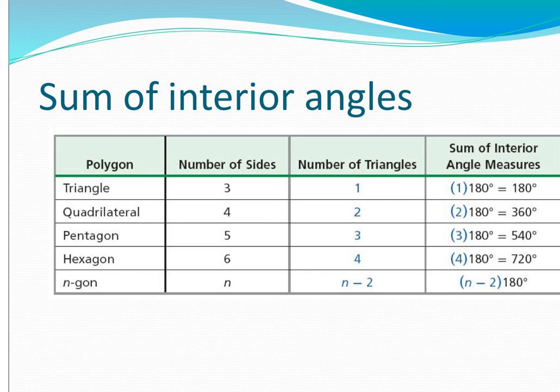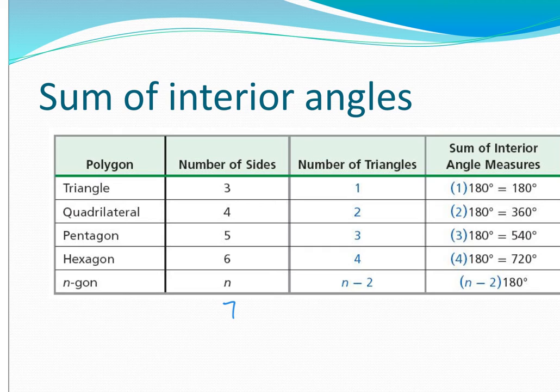5 minus 2 gives me 3. You multiply that by 180. So in other words, if you have an n-gon, which is n sides, you take n, you subtract 2. That's how many triangles are going to be inside. And then you multiply that number by 180. So let's say that we had a 7-sided figure. Okay?